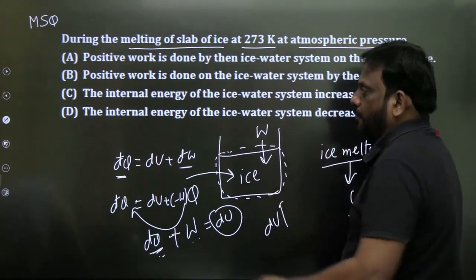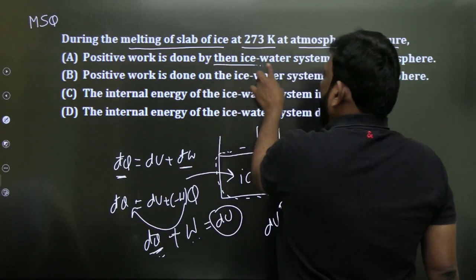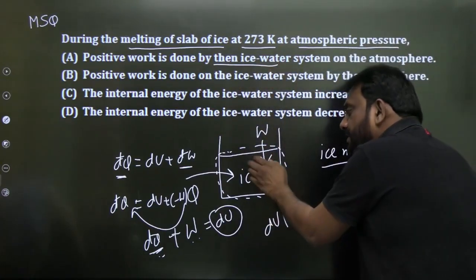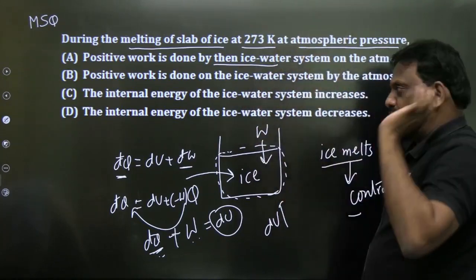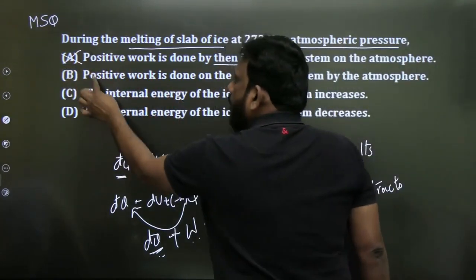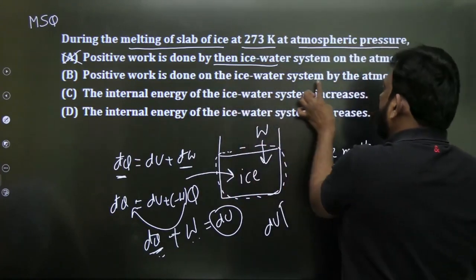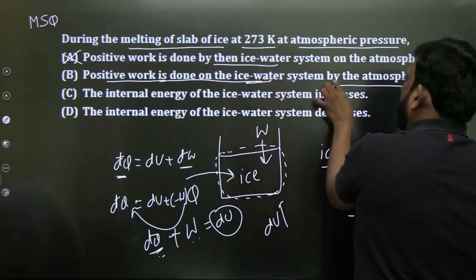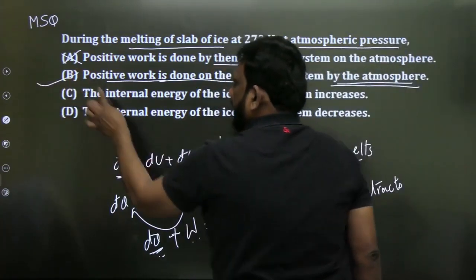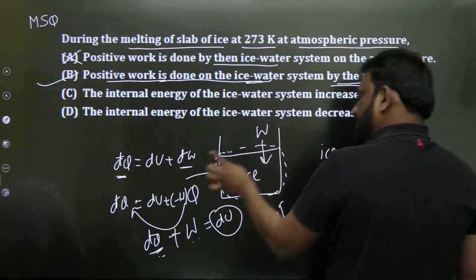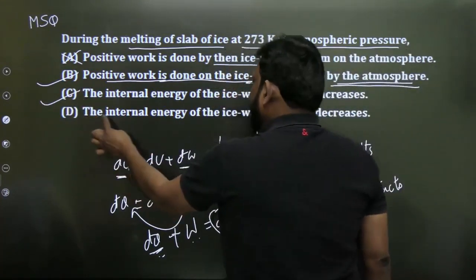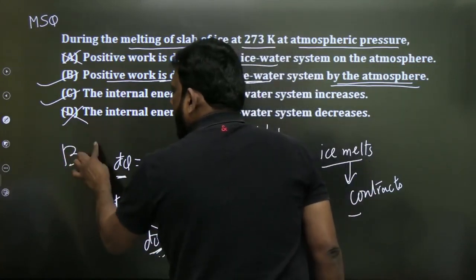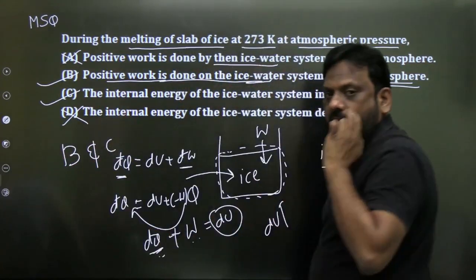Now let us see what the options are. Positive work is done by ice. No. Ice is not doing work, whereas work is done on the ice by the atmosphere. So this is wrong. Positive work is done on the ice by atmosphere. Yes, this is absolutely correct. The internal energy of the system increases. Yes, the internal energy increases. The internal energy decreases. It is wrong. So options are B and C. Wonderful question. Options are B and C.